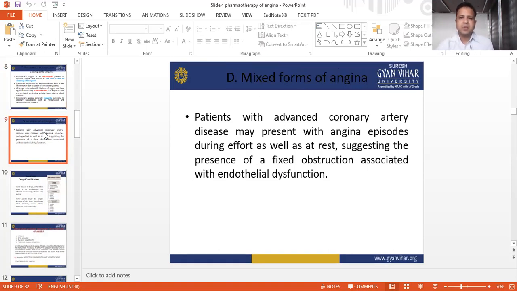Next is the mixed form of angina. Patients with advanced coronary artery disease may present with angina episodes during effort as well as at rest, suggesting the presence of a fixed obstruction associated with endothelial dysfunction.